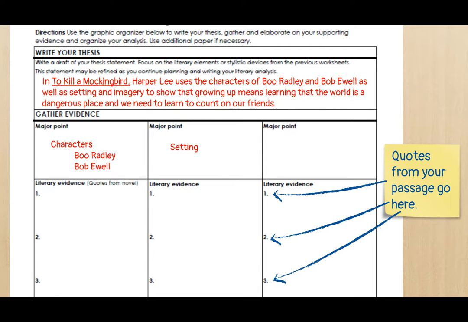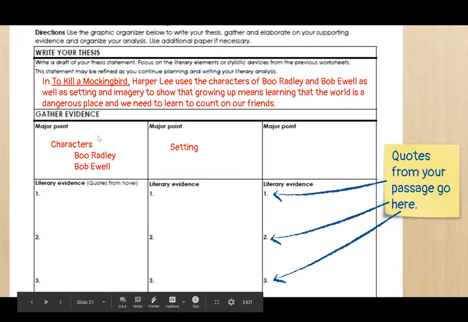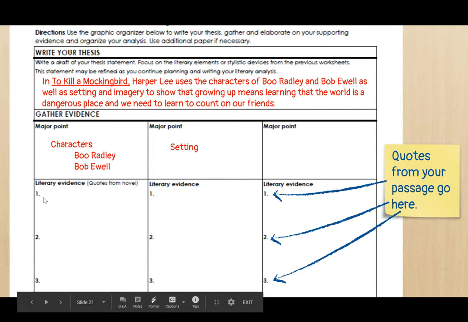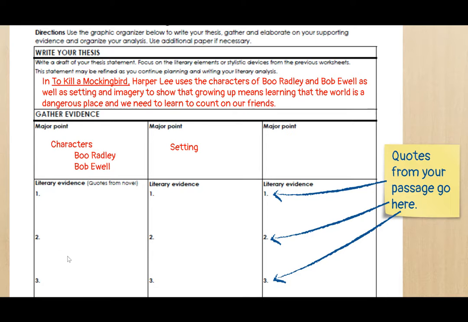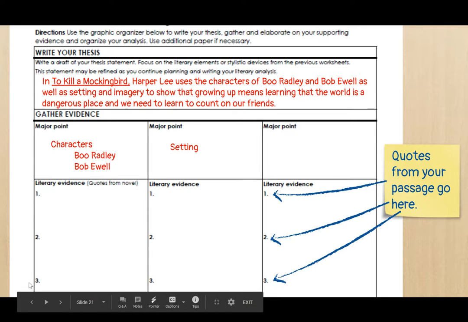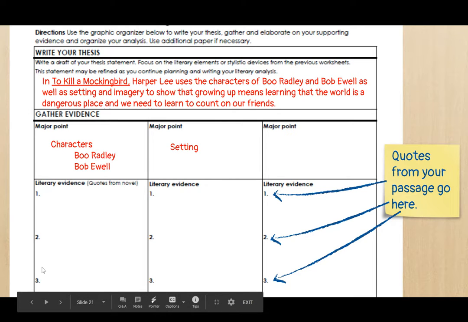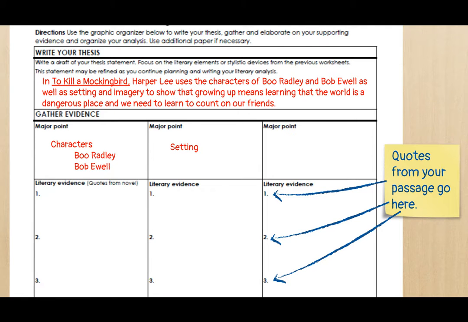So to complete worksheet number 3, what you need to do is write the literary elements that you're focusing on here. Then you need to find quotes from the novel that show how these characters or this setting or this symbol or whatever it is relate to your theme. And then you need to explain it. So you have your quote here, and then in the next box down, the number 1 here matches the number 1 in the elaboration section, you explain how that quote shows that character and relates to the theme. And that is how you fill out worksheet number 3.